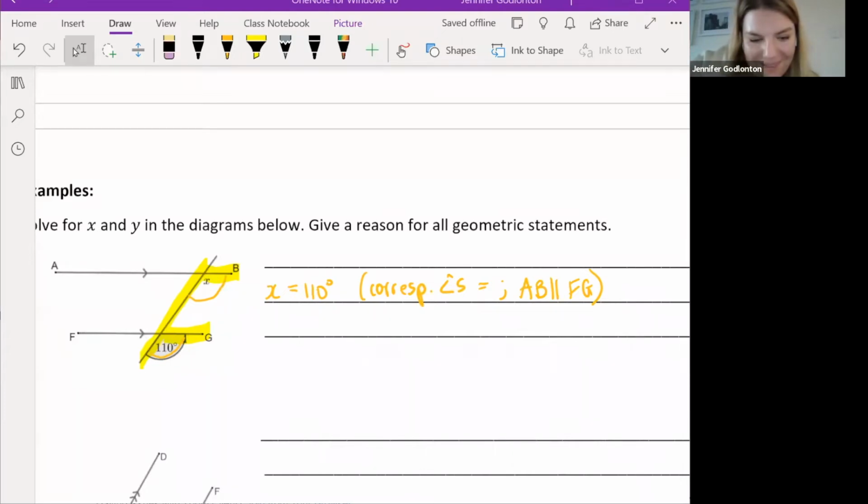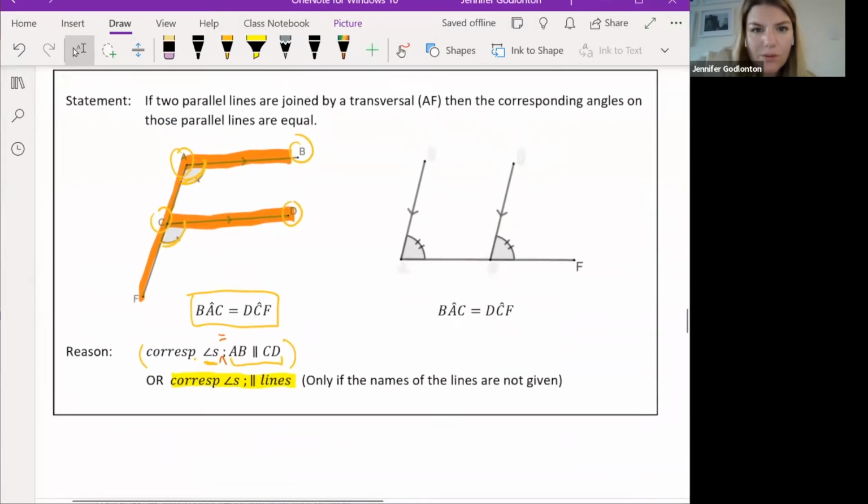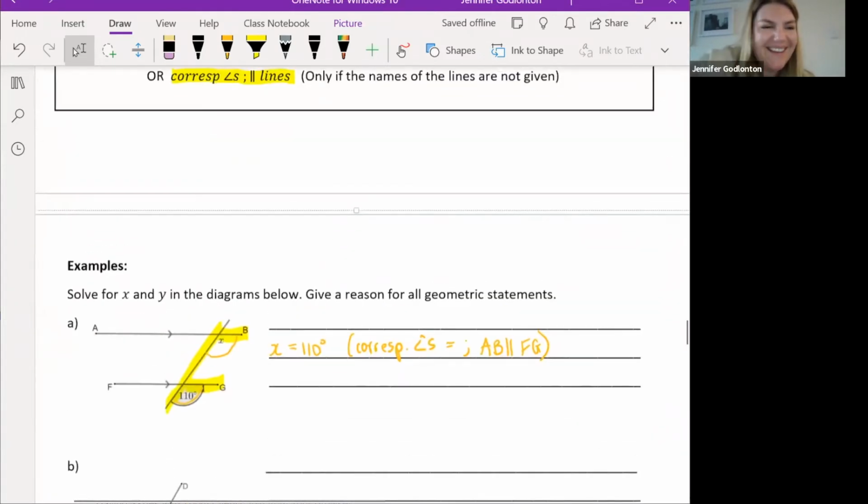Ma'am, I wanted to ask, sorry. Can you please go back up to where it says what does corresponding mean? Sure. Okay, thank you. Just wanted to take a screenshot. Oh, no problem. No problem. Thank you. Okay.